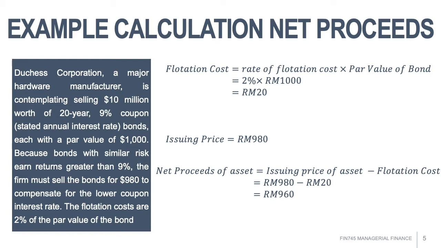So to calculate the net proceeds from issuing the bond, you need to calculate the flotation cost of the bond first. Flotation cost is the 2% flotation rate times the par value of the bond, which is 1,000. So you get 20 ringgit flotation cost. The issuing price or the selling price of the bond is 980. So net proceeds is issuing price minus flotation cost, 980 minus 20 ringgit, so you get 960 ringgit.